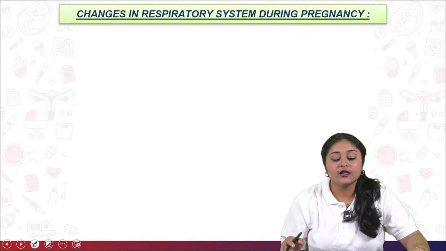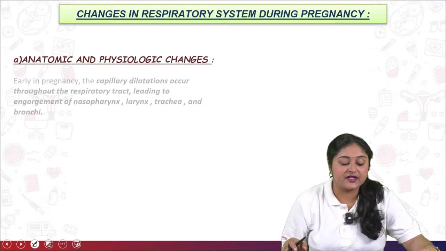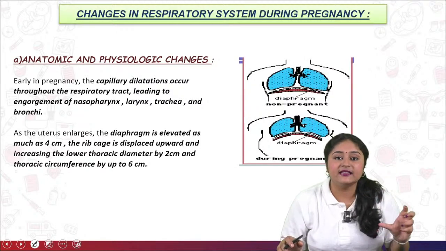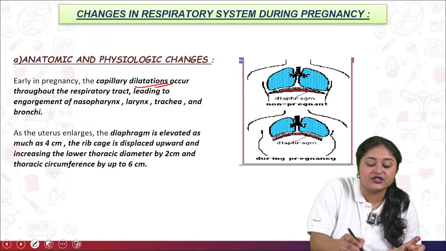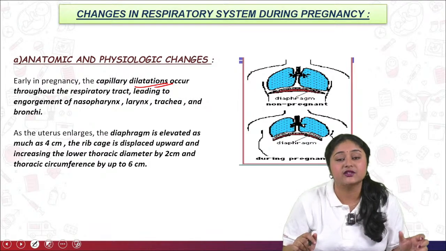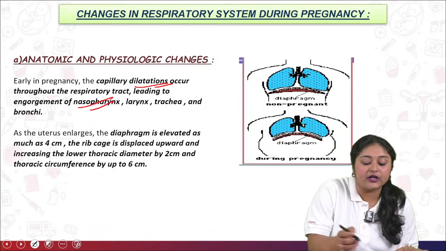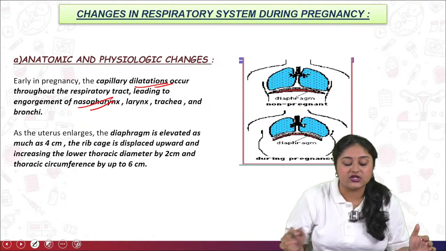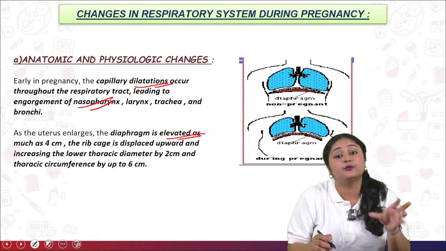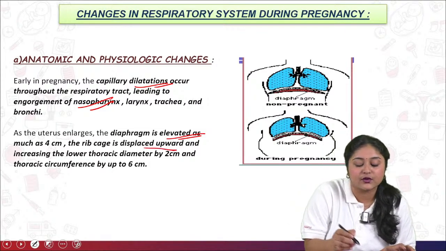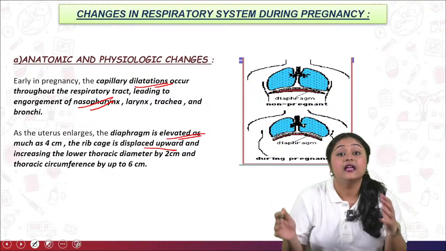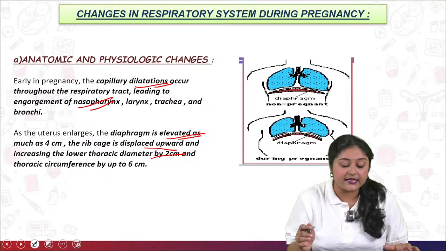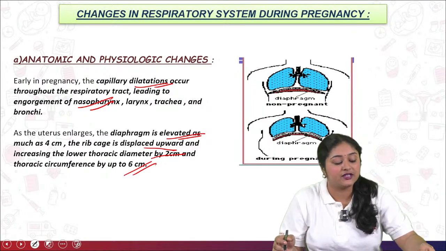Okay. Now come to the changes in the respiratory system. First we will see the anatomic and physiologic changes. Early in pregnancy, capillary dilation occurs throughout the respiratory tract, mainly leading to engorgement of the nasopharynx, larynx, trachea and bronchi. When the uterus enlarges, the diaphragm elevates up to 4 cm, and the ribcage is displaced upward, increasing the lower thoracic diameter by 2 centimeters and thoracic circumference by up to 6 centimeters.